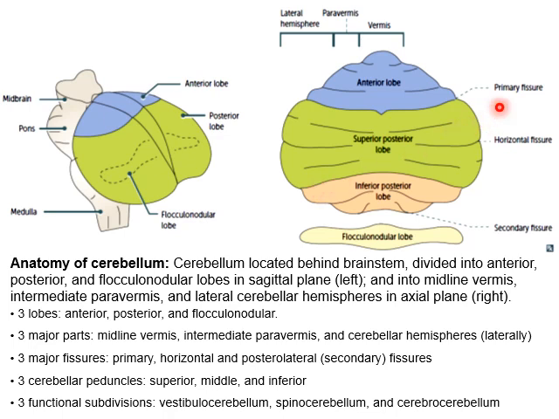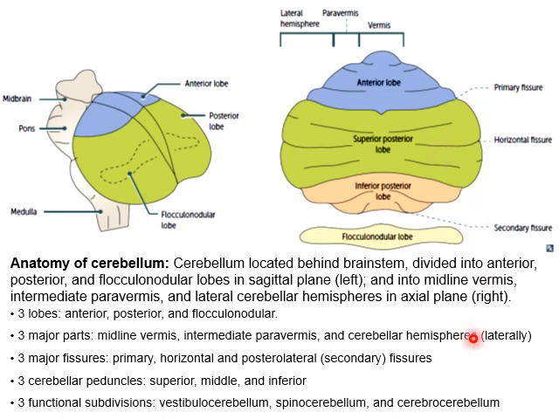The cerebellum has primary fissure separating between the anterior lobe and the posterior lobe, and it has a secondary or posterolateral fissure separating between the posterior lobe and the flocculonodular lobe. Note that there is another fissure called horizontal fissure. It is located within the substance of the posterior lobe of cerebellum.